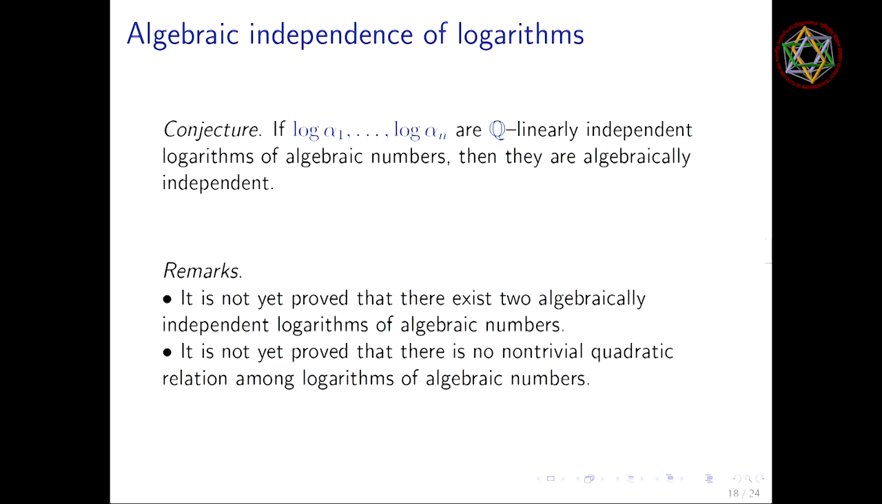We do not know that there are two algebraically independent logarithms of algebraic numbers. This is not known. That the transcendence degree is at least 2, we do not know. And we do not know something about non-trivial quadratic relations. So this is the kind of problem on which people in transcendental number theory are working.